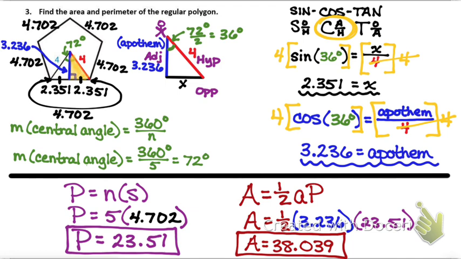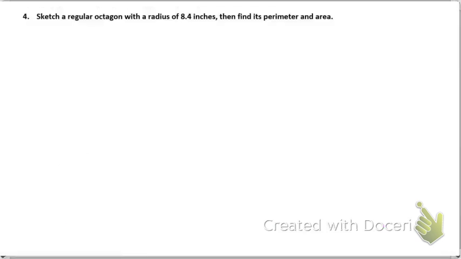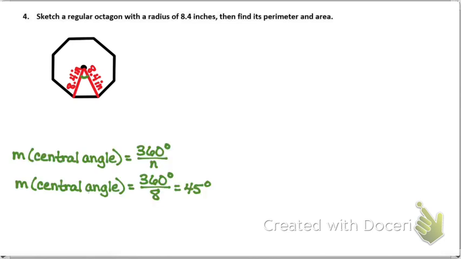All right, moving on to question number 4. So question number 4 says we're going to sketch a regular octagon with a radius of 8.4 inches. Then we will find its perimeter and its area. All right, so I've gone ahead and drawn my regular octagon, and I've drawn in not just one radius of 8.4 inches, but I've gone ahead and drawn in the second radius as well. And then the next thing we are going to do is find the measure of this central angle, just like we did before. So an octagon has 8 sides, 360 degrees divided by 8 gives us 45 degrees.